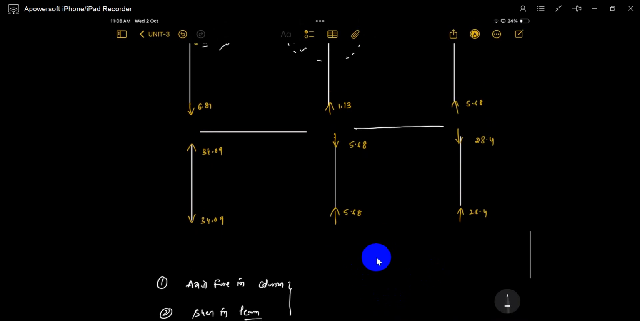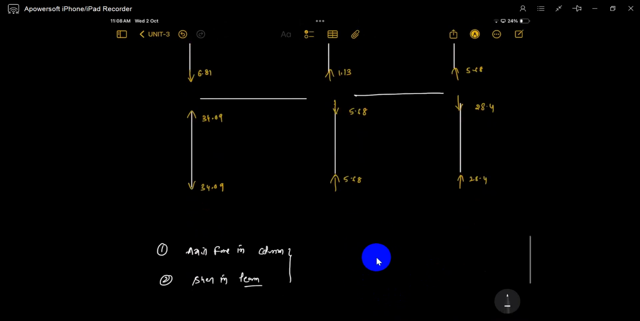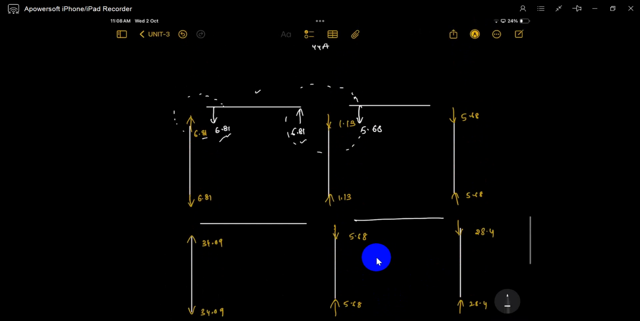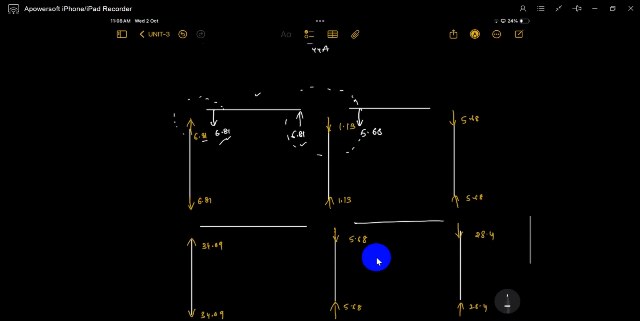So shear in beam: this is 5.68 downwards, and this is 5.68 upwards. If you see that this joint equilibrium is matching, then only we will proceed. Otherwise, somewhere an error has happened; we will check it, correct it and proceed.